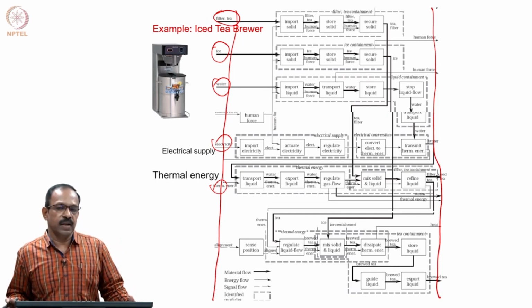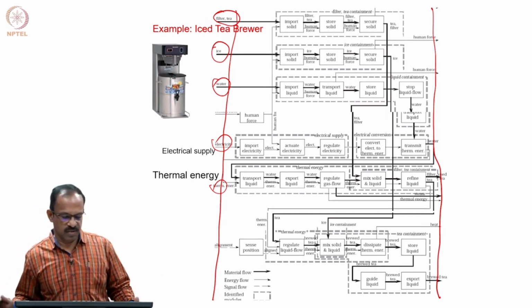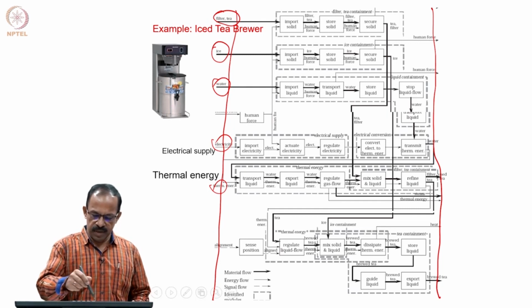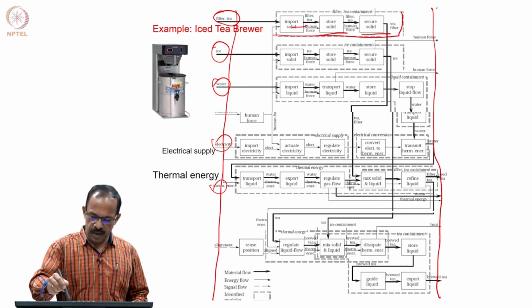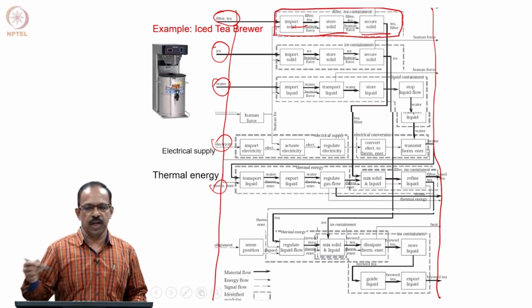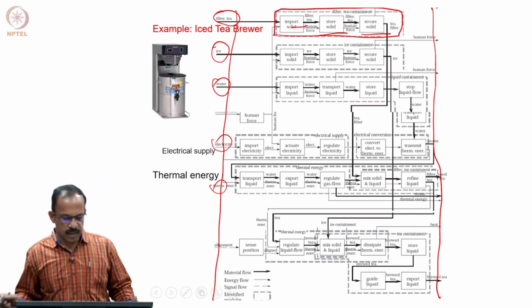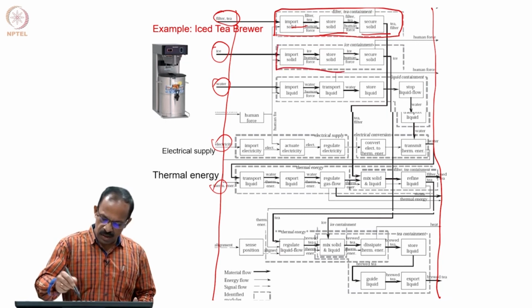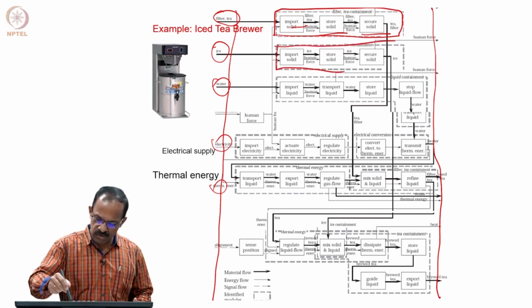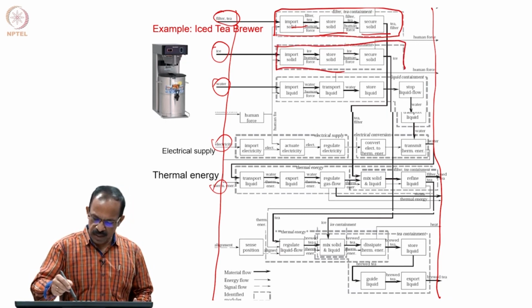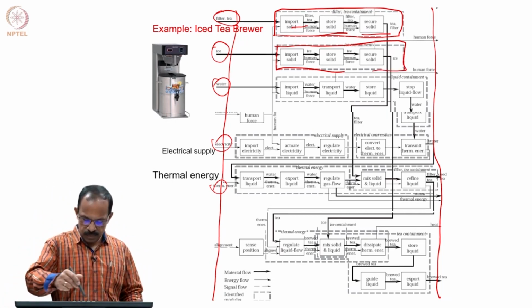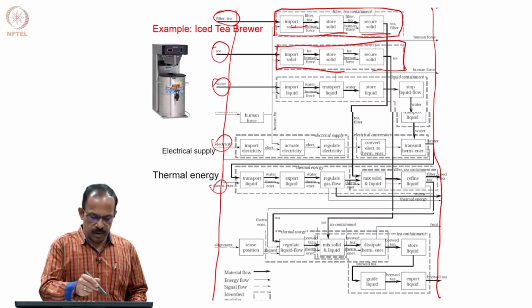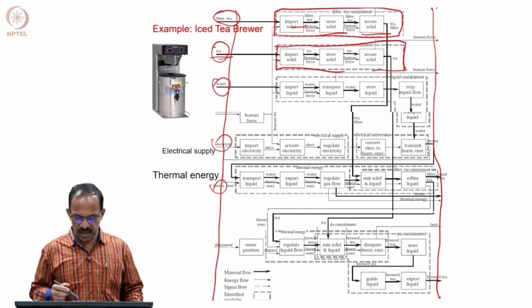Now, you can see the dominant flows in this case. You can see that it is a dominant flow of filter and tea. So, all these functions which are part of this will become a filter tea containment module. Then this will become an ice containment module: import solids, store solids, secure solids, that becomes the ice containment module, because that is the dominant flow here in this case.